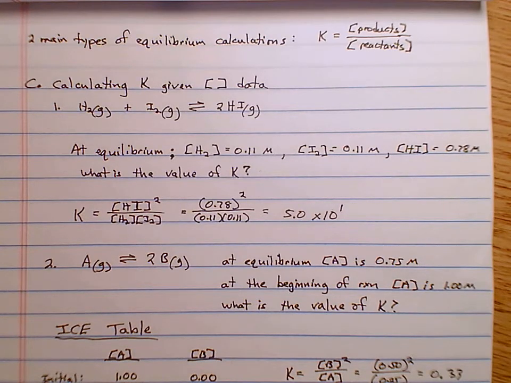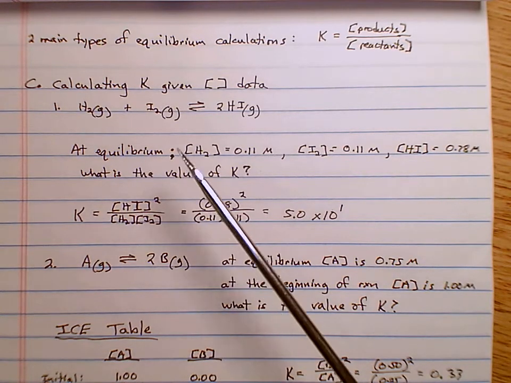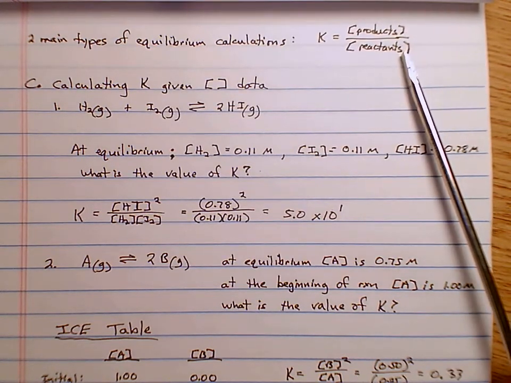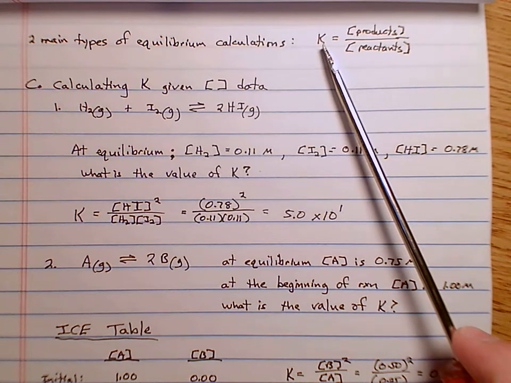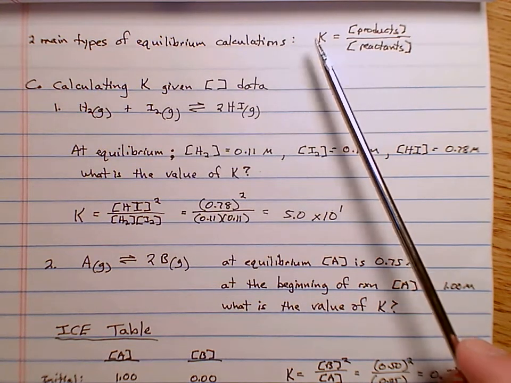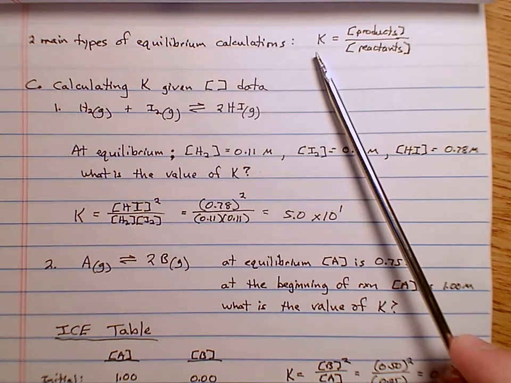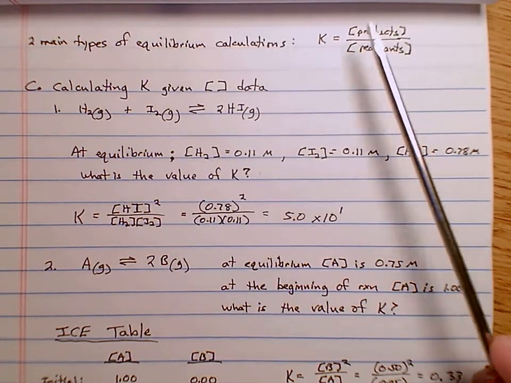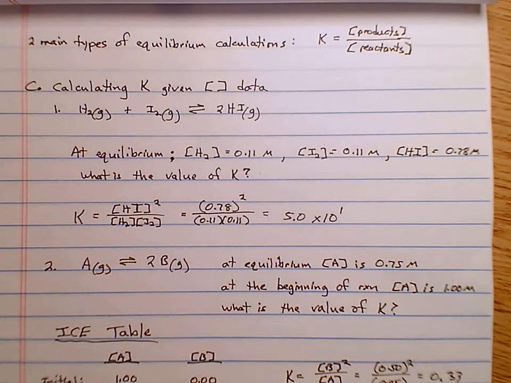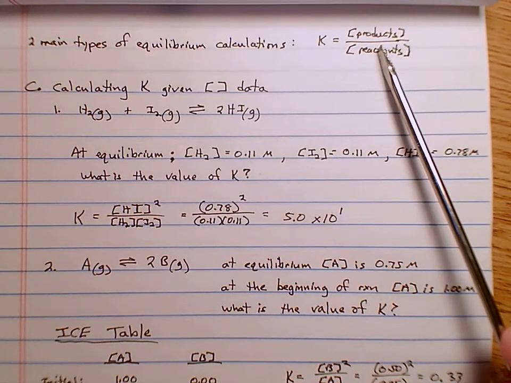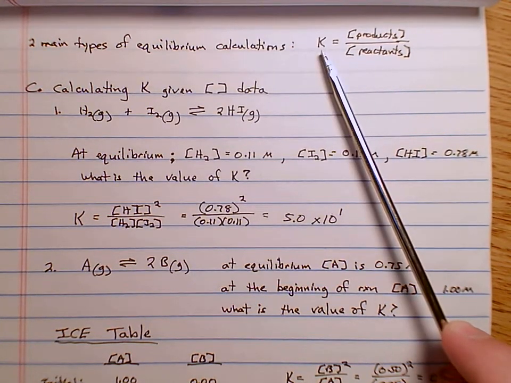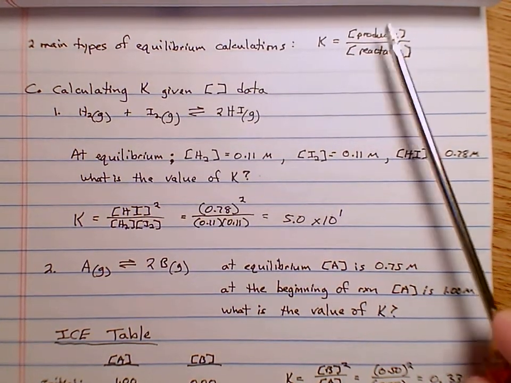The two types of equilibrium calculations are: given the concentration of products and reactants at equilibrium, calculate the equilibrium constant. The first type is when the equilibrium constant is not known. You measure these concentrations, and you calculate the equilibrium constant. The other type of calculation is when you don't know the concentrations, but you do know the equilibrium constant. Given the equilibrium constant, calculate these concentrations.